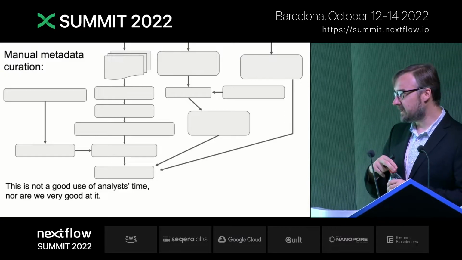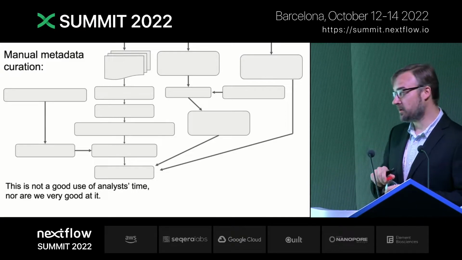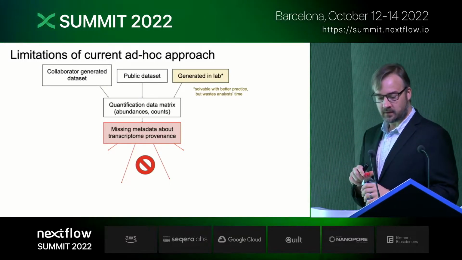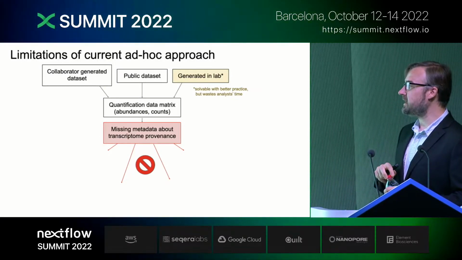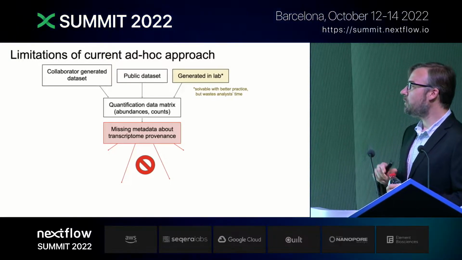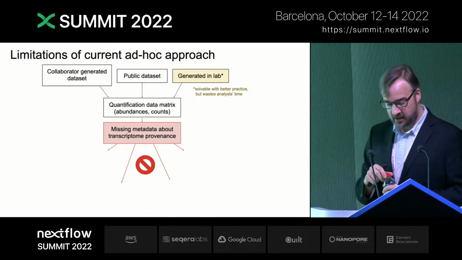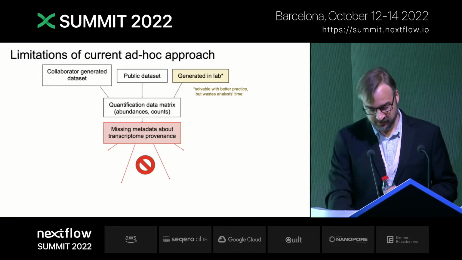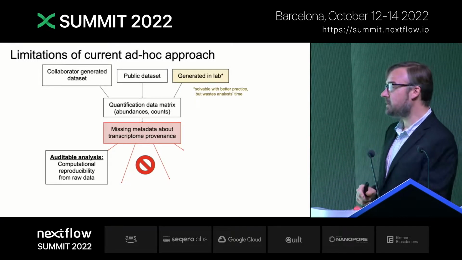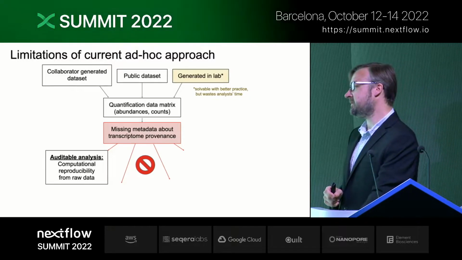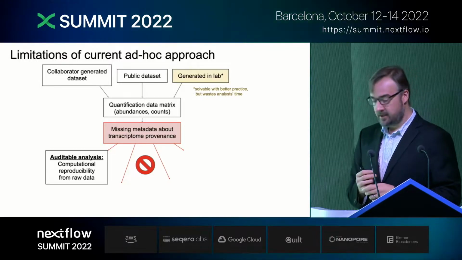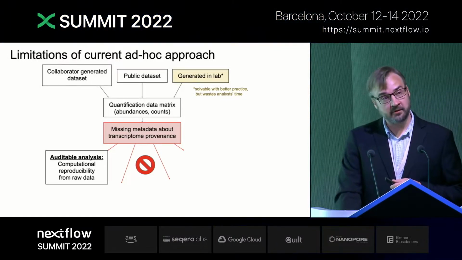And it's also not something that as people we are generally great at. And so you'd like a few things to happen, right? You'd like, when you have this quantification information, to not have missing metadata about the transcriptome provenance. You'd like to be able to do an auditable analysis, right? And by that I mean computational reproducibility from the raw data. But for that you need to know what the raw data is.